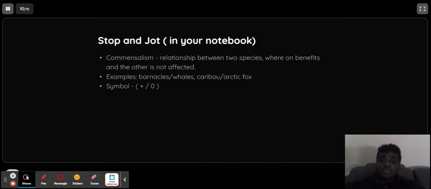And finally, our summary of this one would be that commensalism is the relationship between two species in which one is going to get a benefit and the other is unaffected. And again, the symbol would be plus and zero because one is benefiting and the other is not.